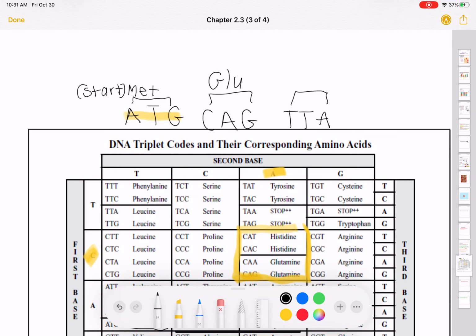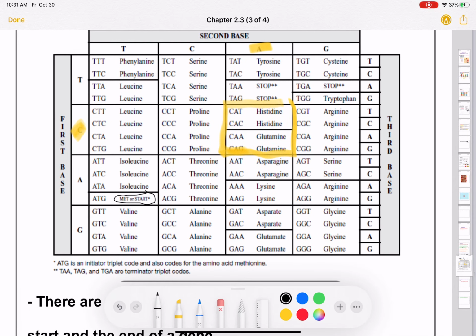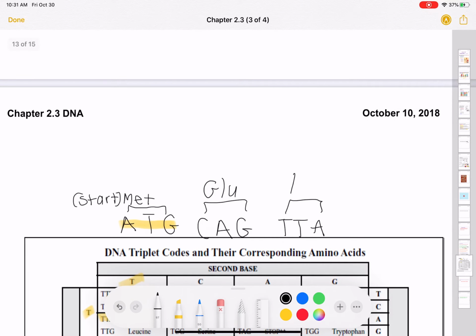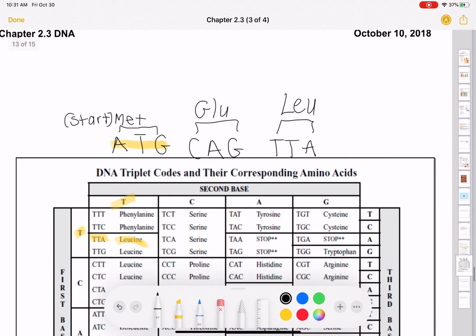And then the last one here, TTA. Just erase my ones from before. So TTA, we've got T, T, and A right there. So it's leucine. So I normally write LUE for leucine. Is it LEU or LUE? LEU, yeah, right.